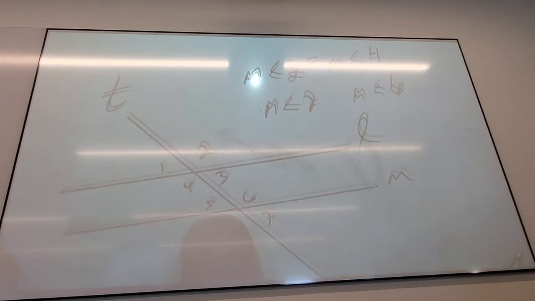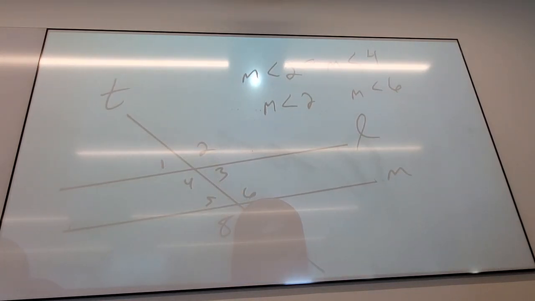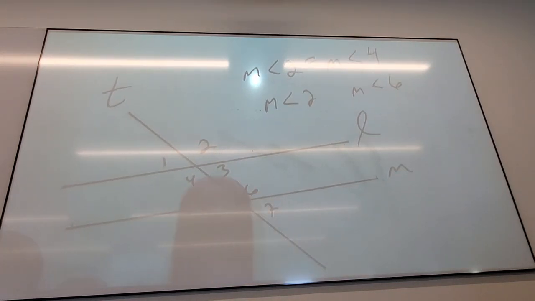What do you guys think? Angle 2 and angle 6? Not just because it looks so, but because the way angle 2 is constructed is the exact same way angle 6 is constructed. So since these are parallel, I could pick up line L and put it there on line M so all of its angles kind of match up.